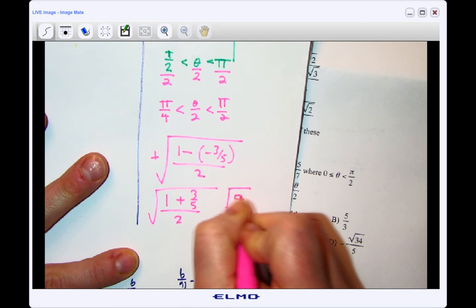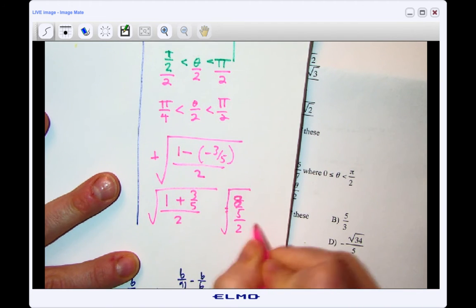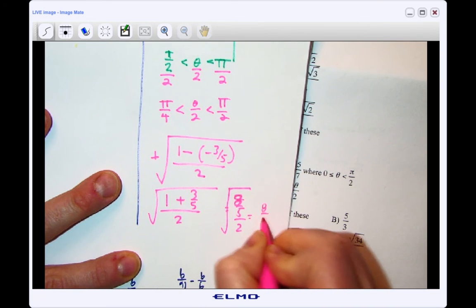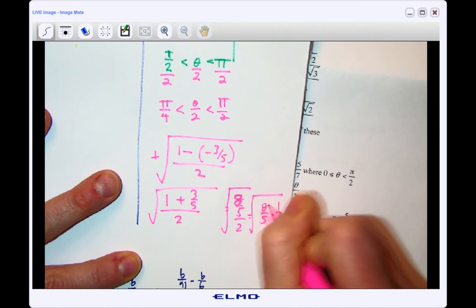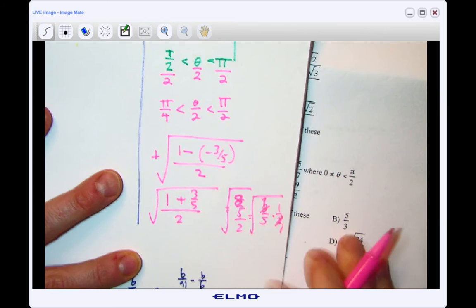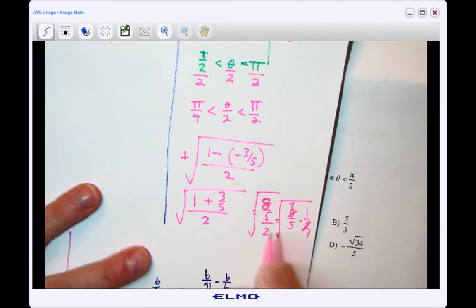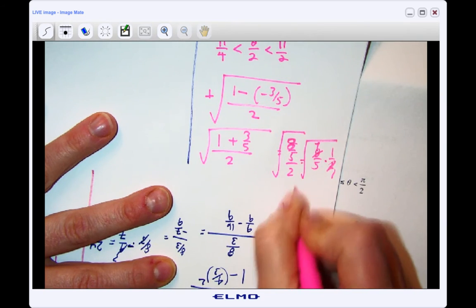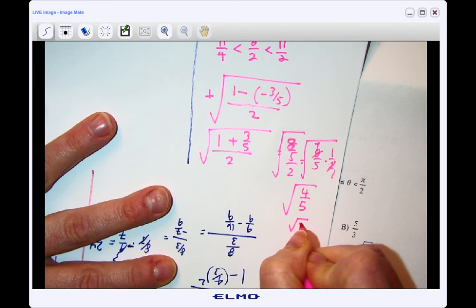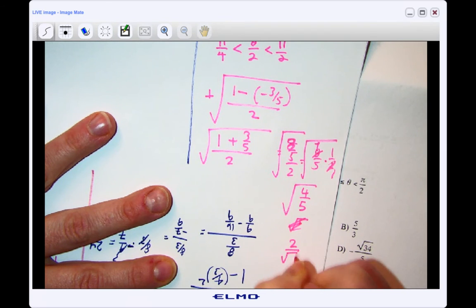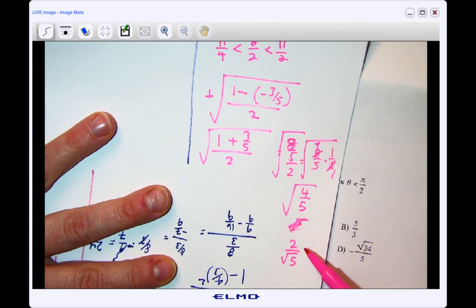No, 8/5, sorry. 8/5 over 2, which is, of course, 8/5 times a half. So 1/4. So it looks like 4/5, the square root of 4/5. Sorry, I made it kind of messy here. It's all over the place. Which, of course, is 2 over the square root of 5, because the square root of 4 is 2.